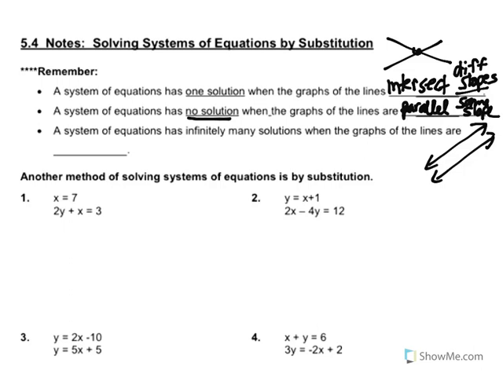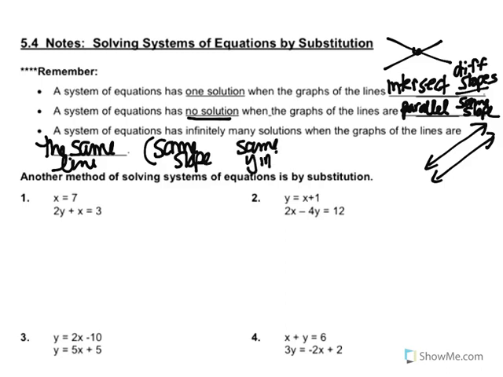And a system of equations has infinitely many solutions when the graphs of the lines are the same, or when they graph on top of each other. The same line. It has the same slope, and they have the same y-intercept. And so when you graph those, if you graph one, there it is. You graph the second one, it goes right on top of the other one. It's exactly the same. Okay?